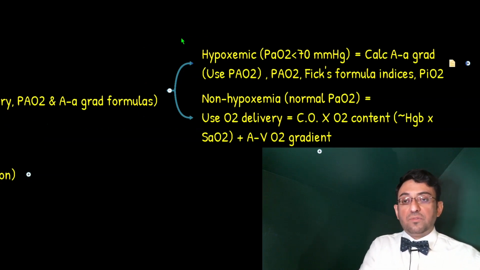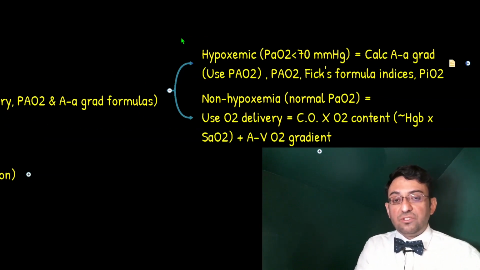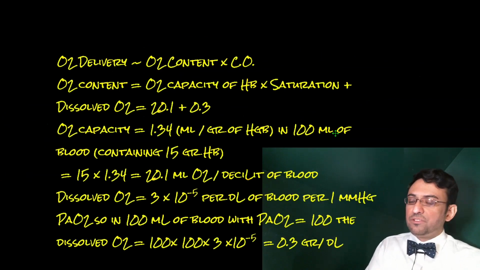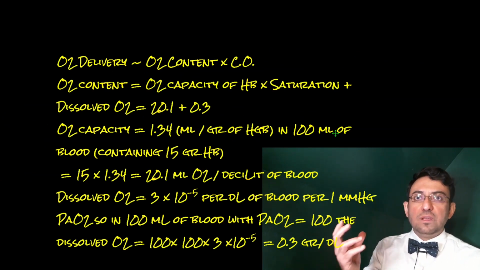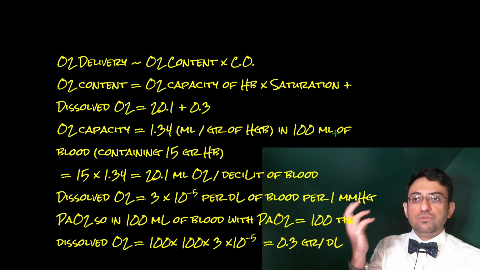What's the alternative for assessment of hypoxia? That is arteriovenous oxygen gradient. Let's briefly discuss the O2 content and O2 delivery formulas. Think of O2 delivery as a function of O2 content.